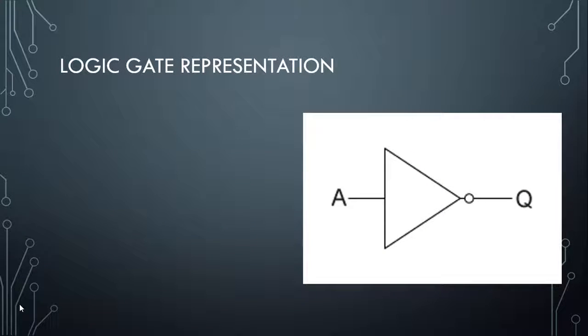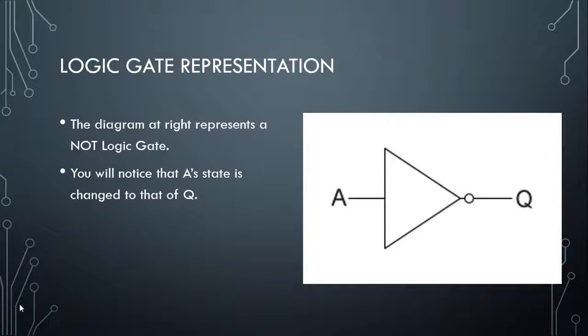Here's our logic gate representation. If you notice, there's no B here because we're just looking at one state right now. Here's our logic gate, and of course you know the A state is changed to that of Q, because what this little dot right here represents when we're looking at logic gates means to invert the state. So it changes it from being true to being false, or from being false to being true.